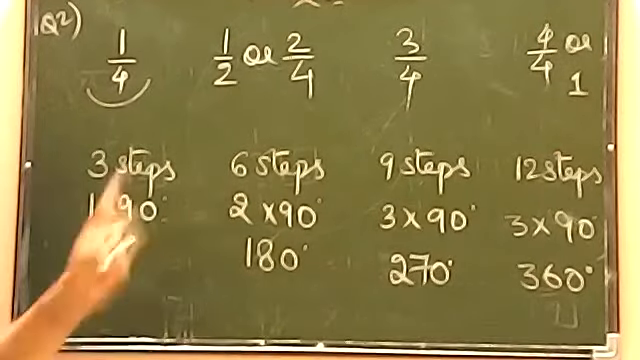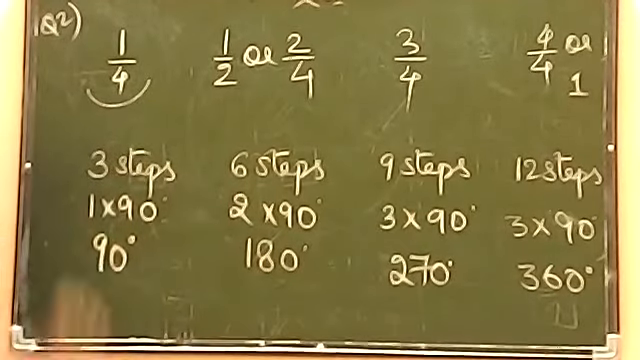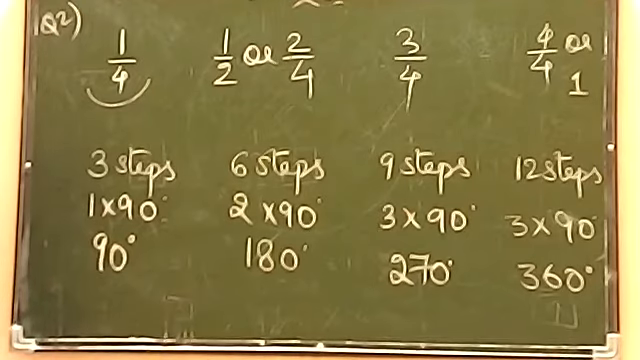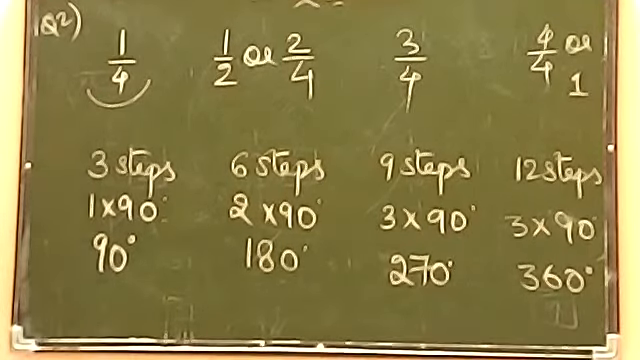Then 9 steps is 3 into 90, which will give you 270. And the last one, 4/4, will give you a total of 1 full rotation. This will help you a lot in solving any kind of difficult question. So please note this down on your fair copy as notes.